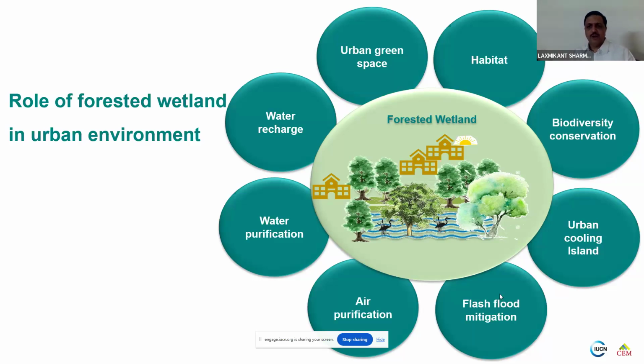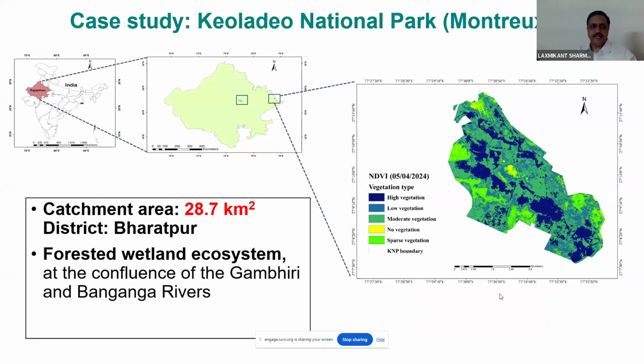So in the crowded city areas, we have taken the forested wetland as one pathway from the whole teal carbon, which in the urban environment plays a very important role in water recharge, water purification, air purification, flash flood mitigation, urban cooling island effect, biodiversity conservation, habitat suitability, and urban green space development. That's why we have taken the forested wetland as a teal carbon source for the mitigation of climate change in the urban city environment. That can be a nature-based solution for upcoming research-based analysis.